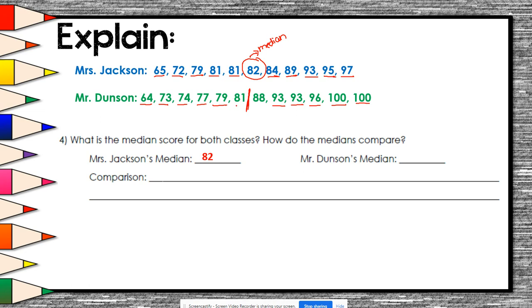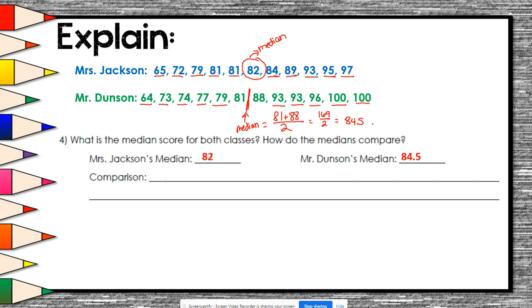So 81 would not be the median and 88 also would not be the median. The median is just this number between them. So to find it, what we would do is average these 2 together. So I would add 81 plus 88, and then I would divide by 2. Well, when I add 81 plus 88, I get 169. Then I would need to divide that by 2, and I get 84.5. So that means that Mr. Dunson has a median of 84.5.